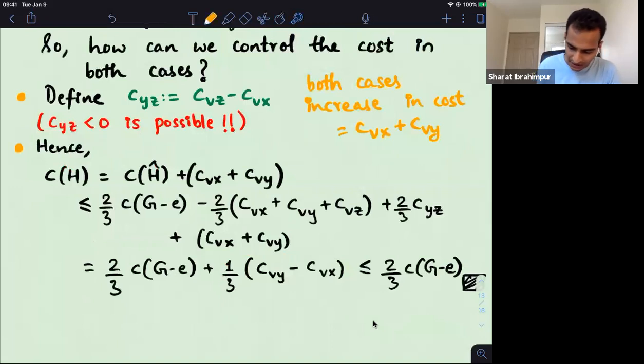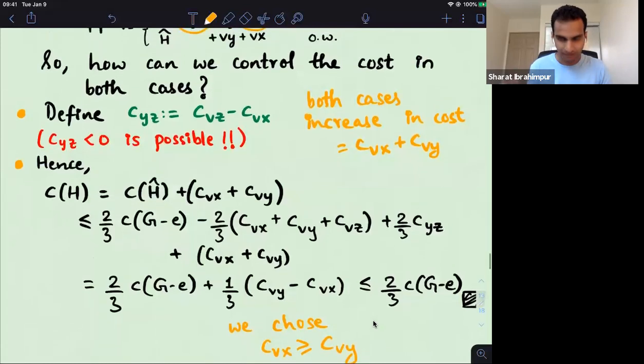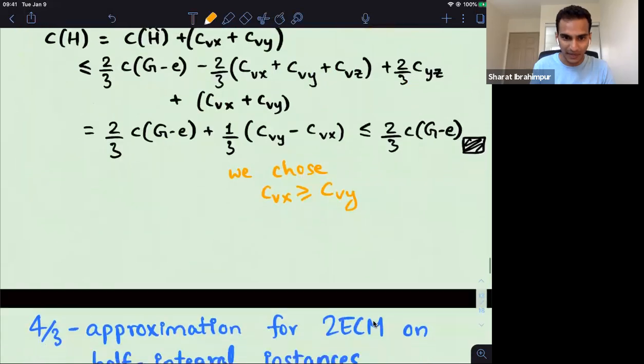Now recall that we chose CVX to be at least CVY. So we applied a splitting off operation, and we chose Vx to be the most expensive admissible partner of the pink edge E, okay? Yeah, that finishes the proof of this main theorem.